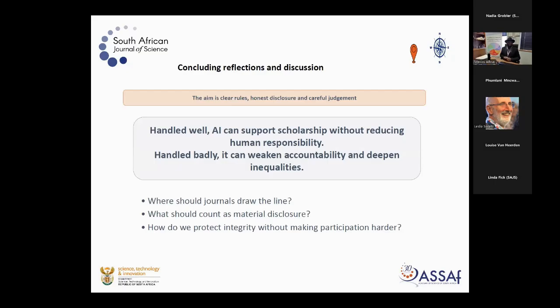And finally, AI plus you as an author is greater than AI. Meaning, if handled well, AI can support scholarship without reducing human responsibility. But if we handle it badly, it can weaken accountability and also deepen the inequality that already exists.